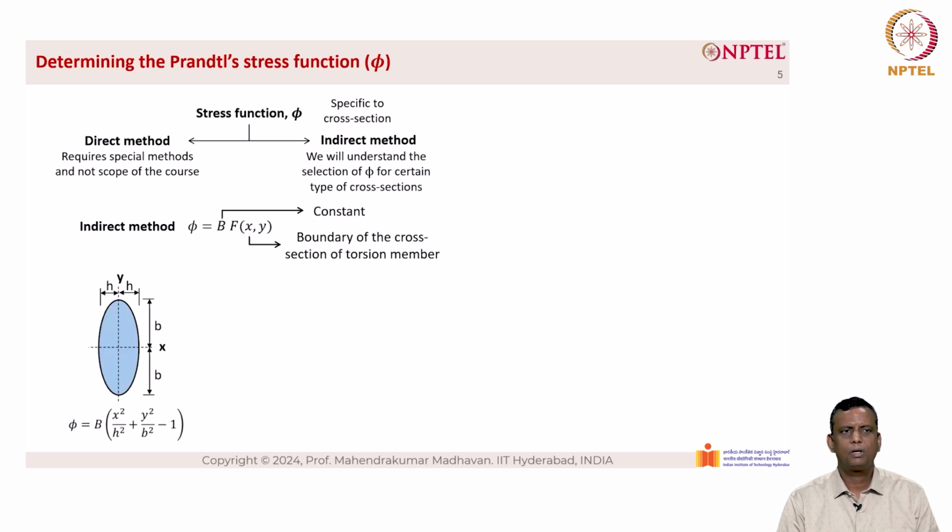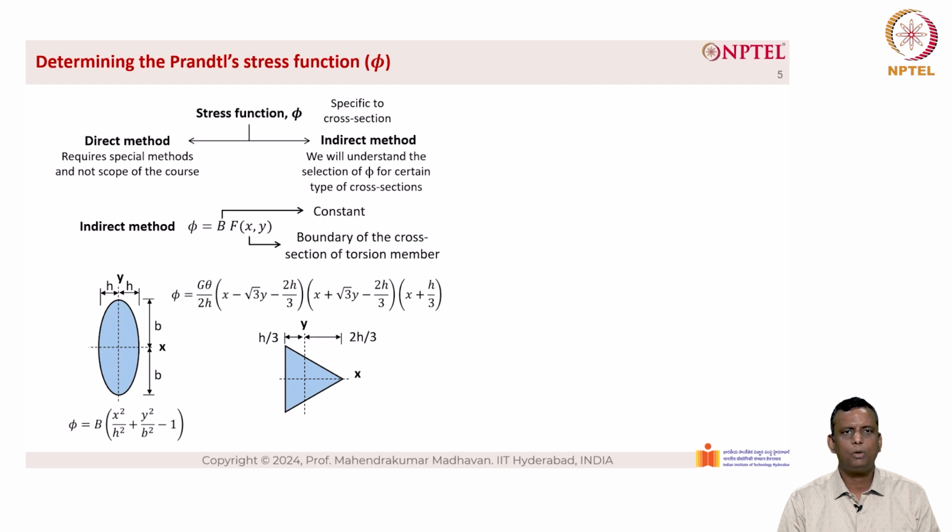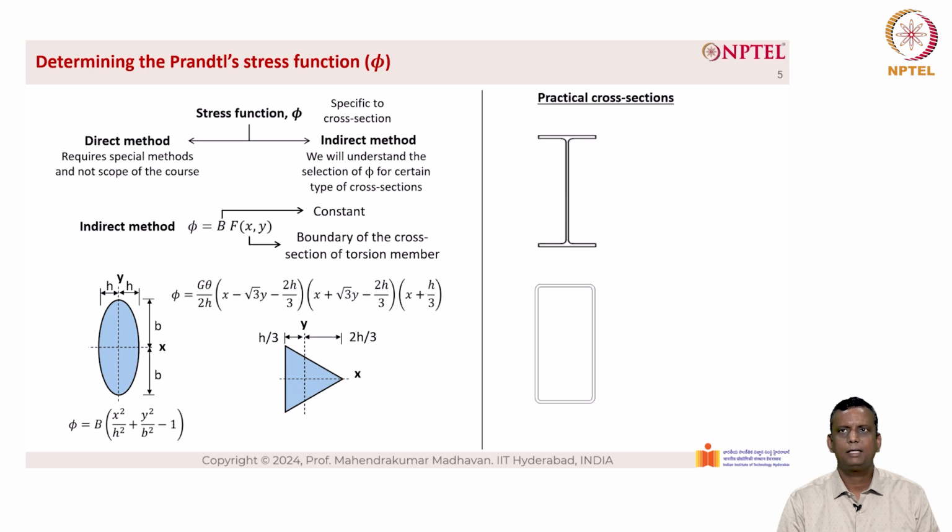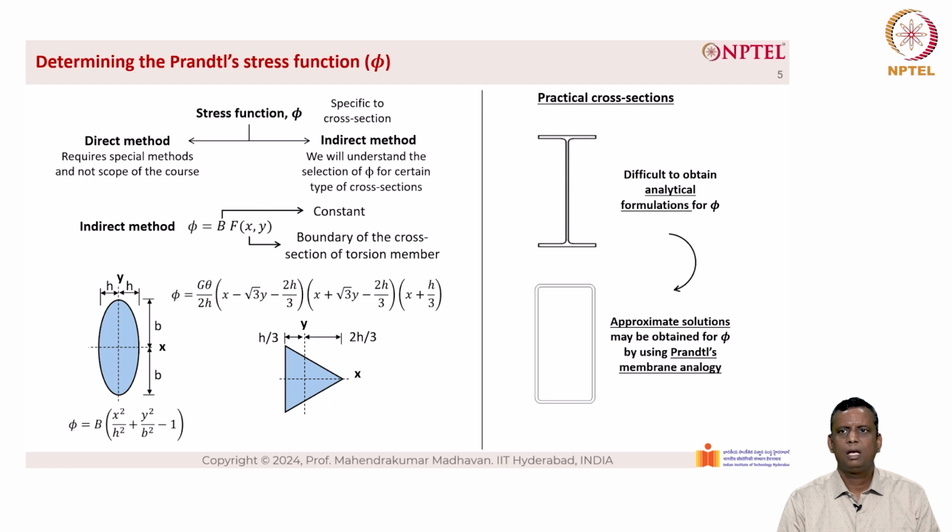This is given for an elliptical cross-section, where phi equals b times x squared by a squared plus y squared by b squared minus 1. Phi can also be derived for triangular cross-sections, whose equation is given above, which is much more complex than the elliptical equation. However, for practical cross-sections such as I-sections and box sections, it is difficult to obtain analytical formulations for phi, and we need to use approximate solutions for obtaining phi using what is known as Prandtl's membrane analogy. It is also known as the soap film analogy.